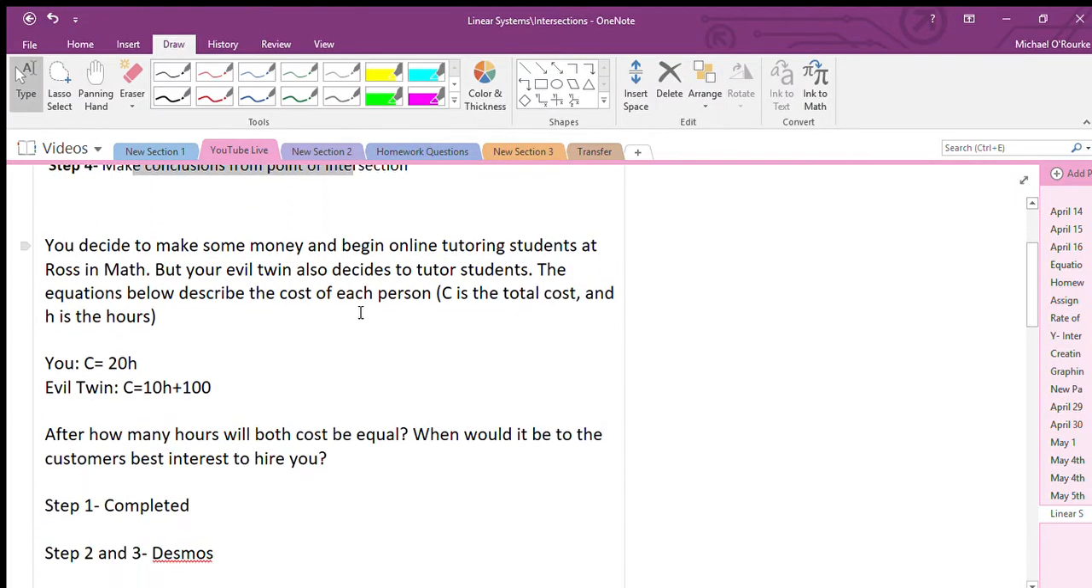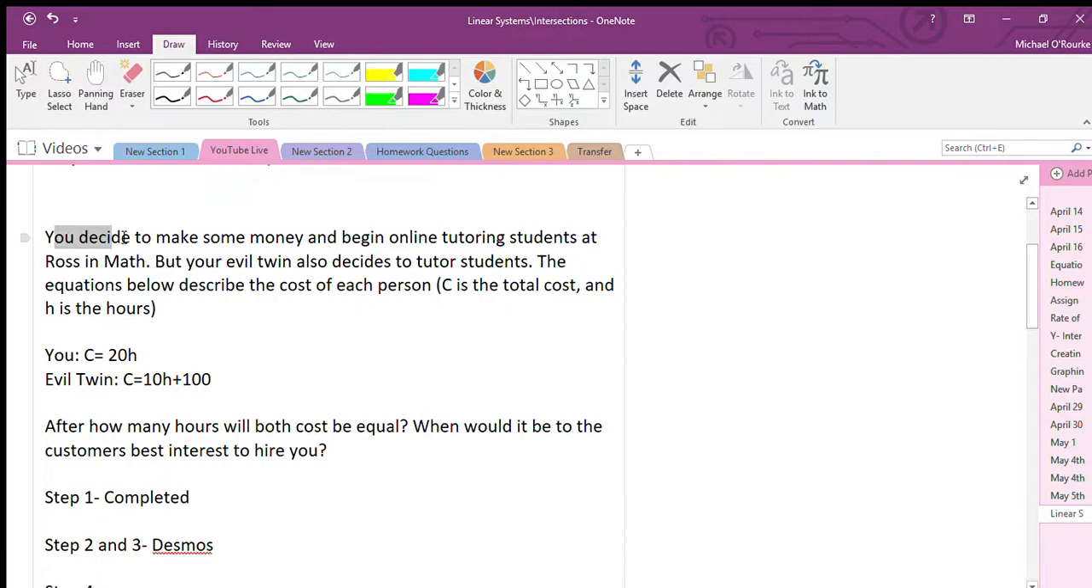So we'll do the first one here. It's a little bit easier. You decide to make some money and begin tutoring online math students. But your evil twin also decides to tutor students. The equations below describe the cost of each person. The cost for you is going to be $20 per hour. The cost of your evil twin is going to be $10 per hour plus $100. Let's just graph that. We're not going to worry about the questions right now.